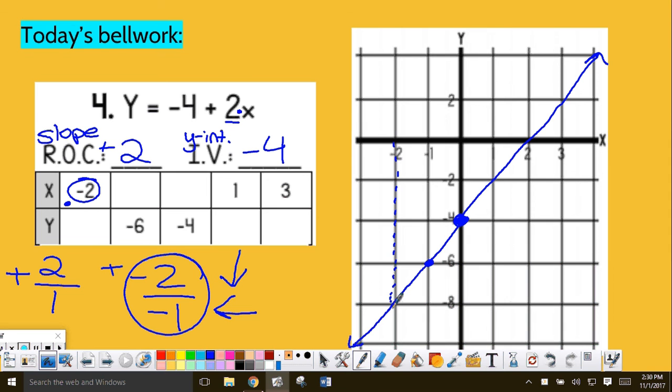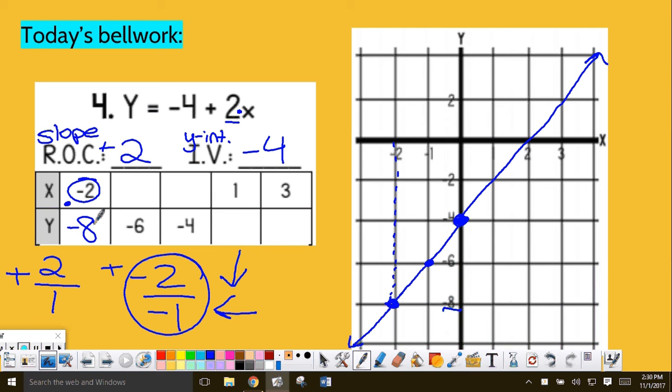Why -8? Because what? That's where they intersect. That's where -2, the x value of -2, is on our line. So at what point is the x value -2 on our line? -8. That's what that's saying. At -2, the y value -8 is on our line.